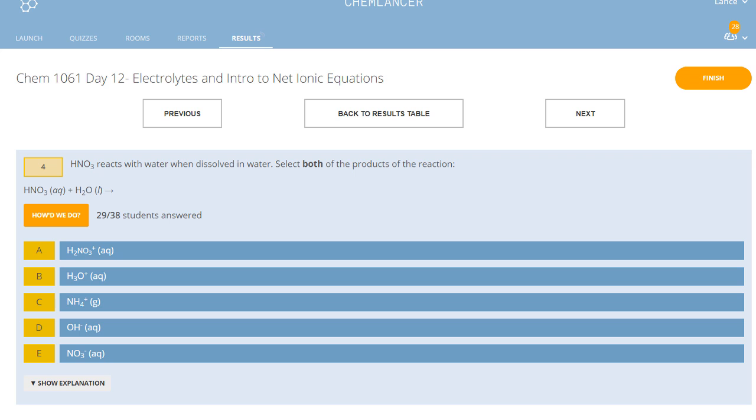Then it was HNO3 reacts with water. When dissolved in water, select both of the products of this reaction. So you had to give 2 answers on this one. Hydronium ions and nitrate ions. Hydronium ions are produced because, how do we classify HNO3? It's an acid. All acids, when dissolved in water, produce hydronium ions.